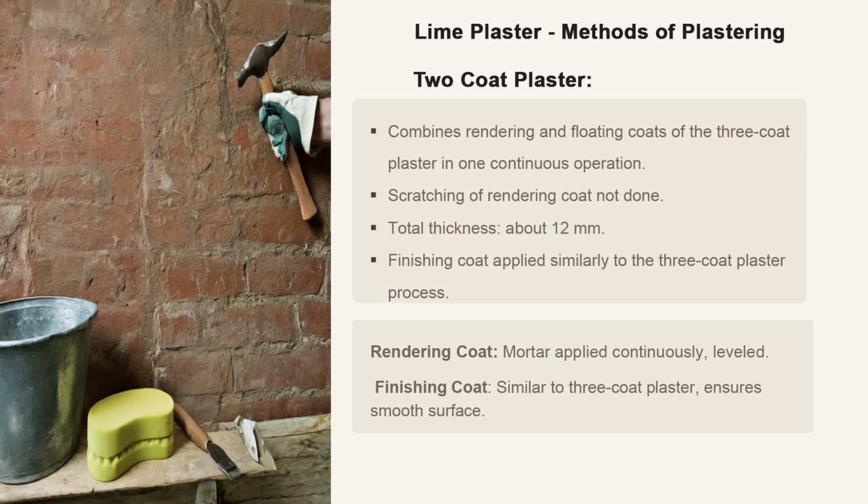Now, in the case of 2-coat plaster, earlier it was 3 coats and now it is 2 coats. The rendering and floating coats are combined in one continuous operation, skipping the scratching step from the 3-coat method. The total thickness is about 12 mm, followed by a similar finishing process as that of the 3-coat method. That is how the process worked out with lime mortar as our first choice.